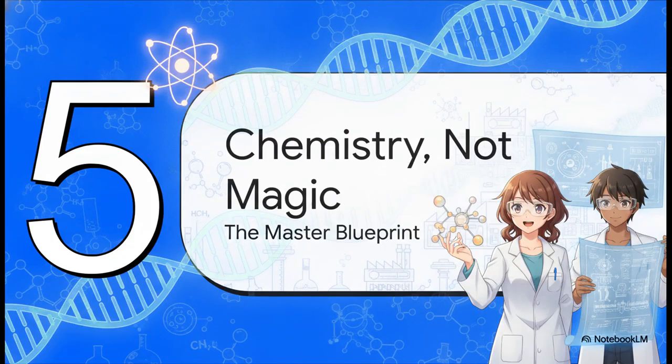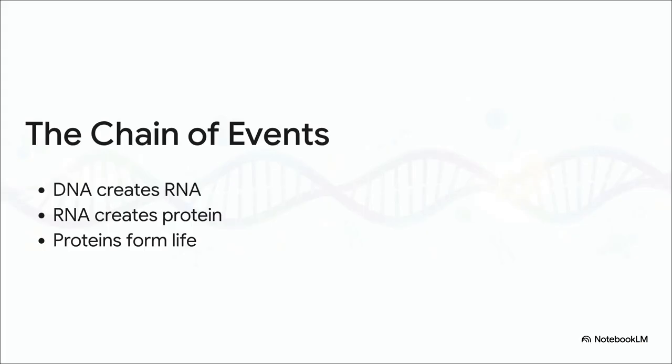Finally, Section 5. Chemistry, not magic. So the crucial point is this entirely clear chain of events. Let's wrap it up. DNA creates RNA. RNA escapes the nucleus and creates proteins, and those proteins go on to form life. It is an incredibly precise, perfectly tuned biological assembly line.